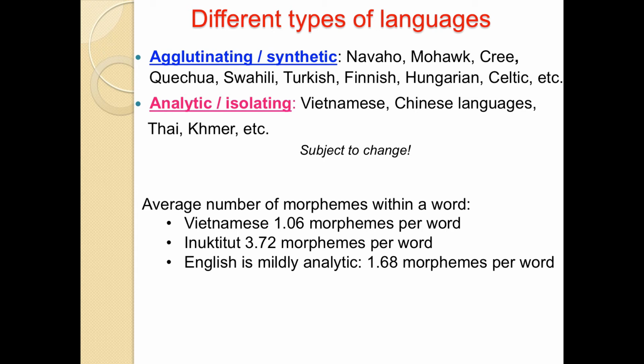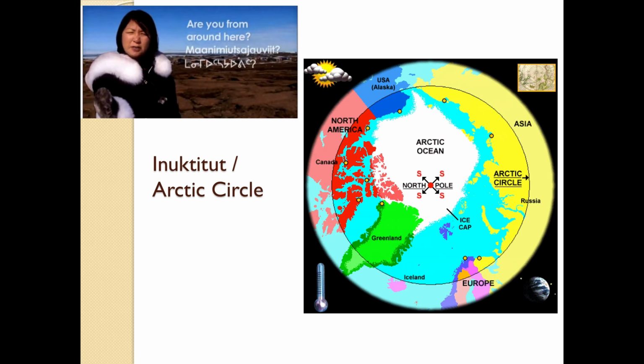A language that is very agglutinating right now is Inuktitut. Inuktitut is spoken around the Arctic Circle. I'll tell you more about it. It's very interesting. And Inuktitut averages about 4 morphemes per word. That's a lot. English is mildly analytic. English has a little bit less than 2 morphemes per word on average. You guys don't need to know these statistics. Okay, so I want to give you an example of what an agglutinative language would be like.